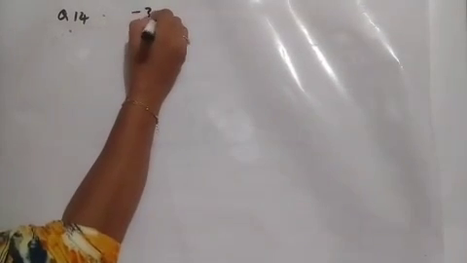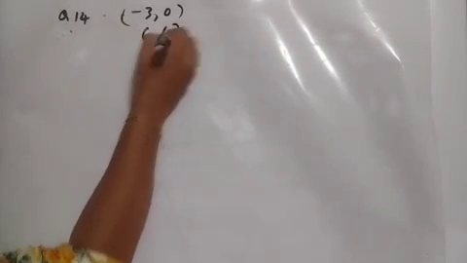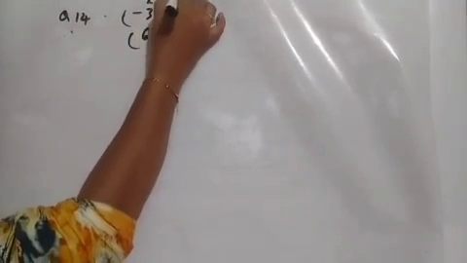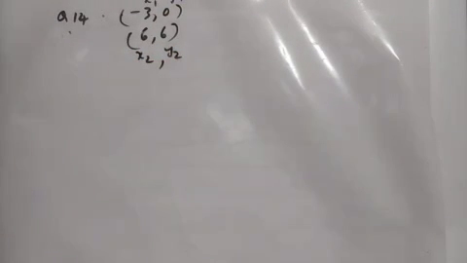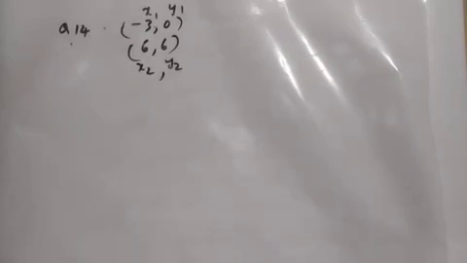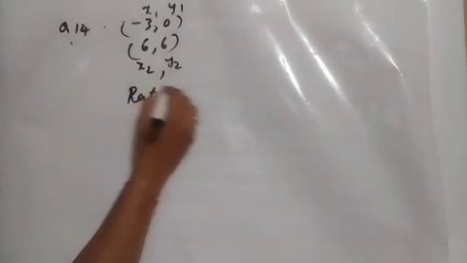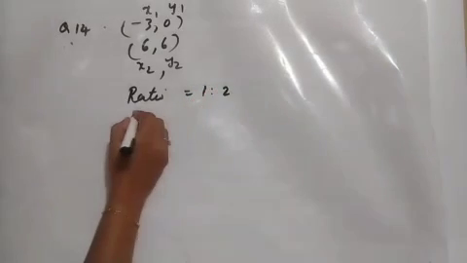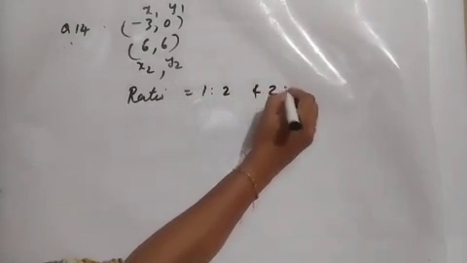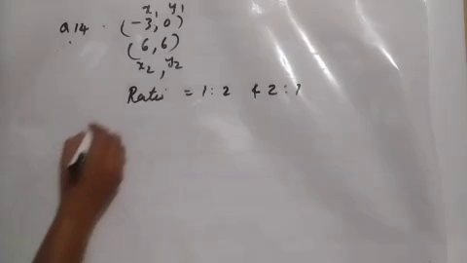Question 14 is: find the coordinates of the points of trisection of the line joining the points minus 3, 0 and 6, 6. So this is x1, y1 and this one is x2, y2. We need to find the points of trisection. How can we obtain the points of trisection? Yes, we have to take the ratios 1:2 and 2:1, so that we can find the points of trisection.